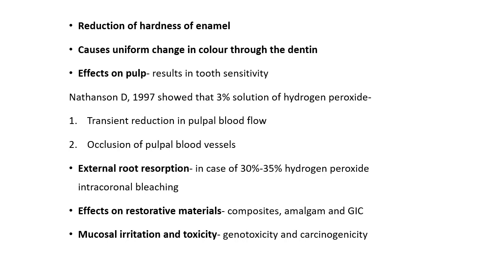Reduction of hardness of enamel. It causes uniform change in color through the dentine. Then effects on the pulp can also result in tooth sensitivity. The effect on the pulp is a transient reduction in the pulpal blood flow and occlusion of pulpal blood vessels. External root resorption occurs in case of 30 to 35% hydrogen peroxide when used as intracoronal bleaching.